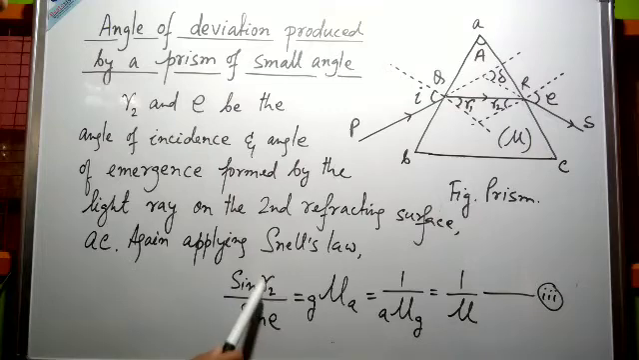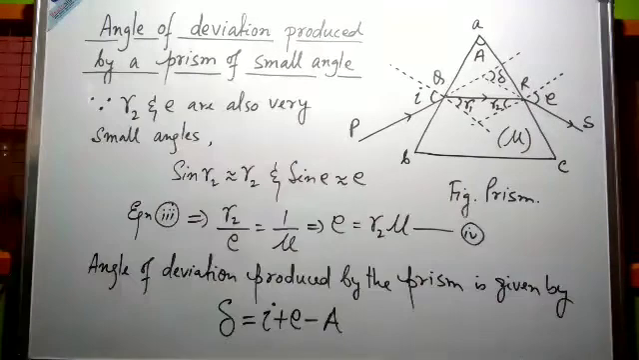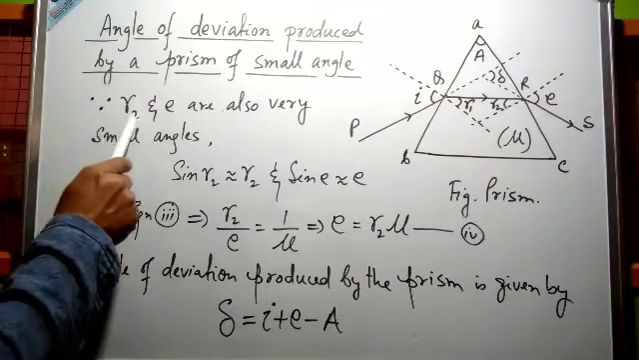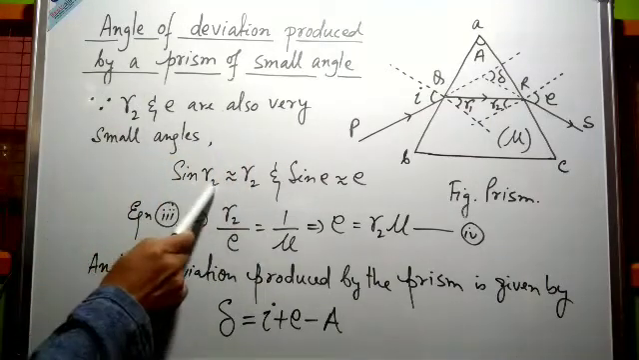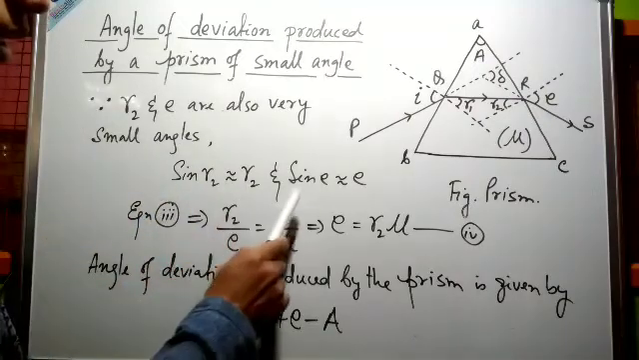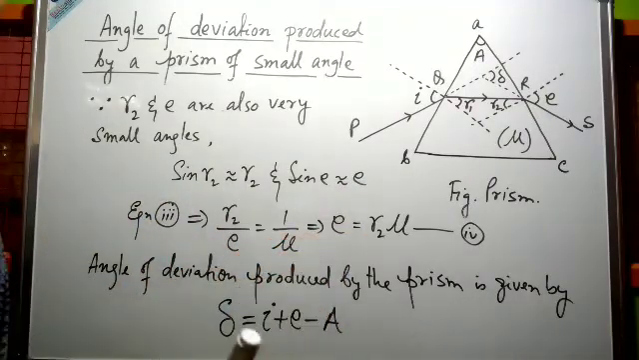Since R2 and E are also very small angles, sin R2 is approximately R2 and sin E is approximately E. We can use this to express mu in terms of R2 and E. Since R2 and E are also very small angles, sin R2 approximately equal to R2, sin E approximately equal to E.